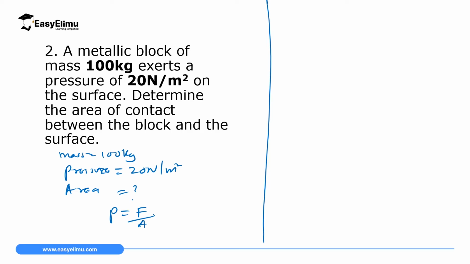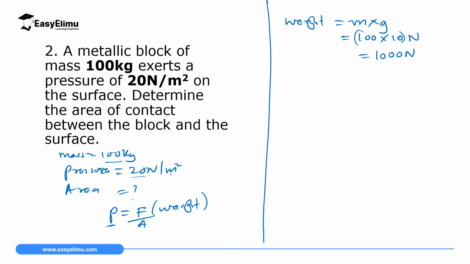Do I have a pressure? Yes, I have it in SI unit. Yes, newtons per square meter. Do I have force? No. But do I have mass? Yes. So the force here you will use as the weight of the box. And now weight is equals to mass times gravity, which is going to be 100 times 10. In this case, it will be in terms of newtons, which is going to be 1000 newtons. Then this is our force now.